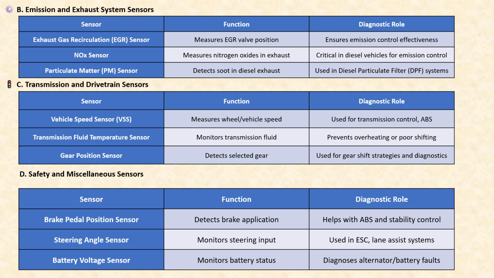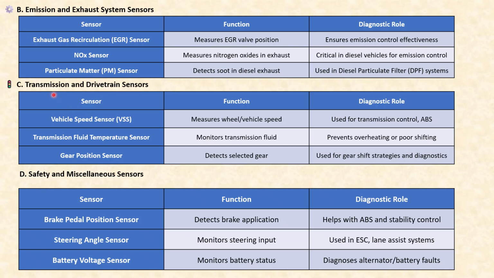Now let's talk about some sensors which are used in other verticals, other divisions. For example, emission and exhaust system sensors. The exhaust gas recirculation sensor measures the EGR valve position and ensures emission control effectiveness. The NOx sensor measures the nitrogen oxides in exhaust and is critical in diesel vehicles for emission control. And the particulate matter sensor detects soot in diesel exhaust and is used in diesel particulate filter systems.